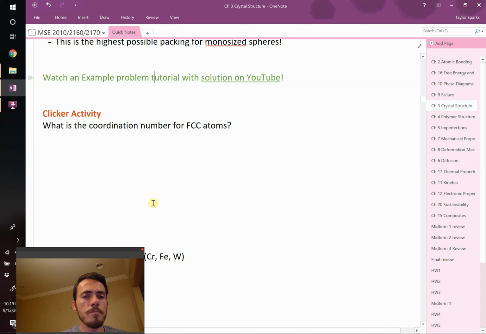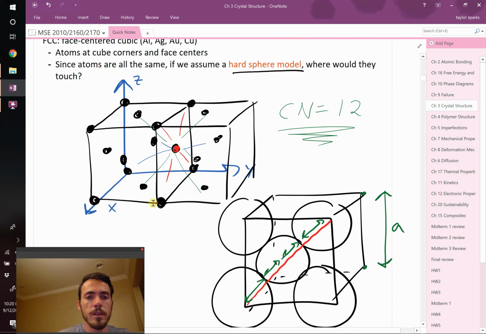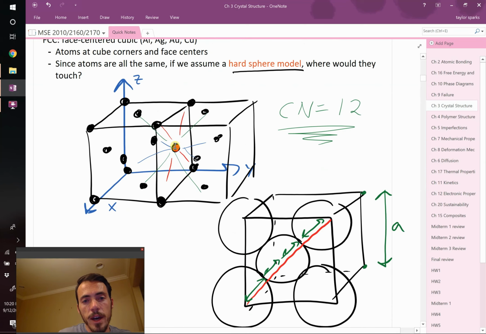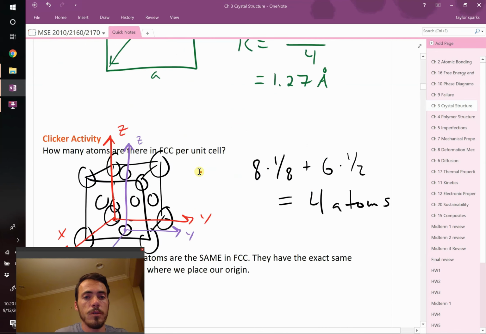So there are some examples on how to calculate packing fraction on YouTube here. All right, we already talked about coordination number. Remember, it's 12, and the reason is that each atom is half of a face diagonal away from 12 different atoms. So its coordination number is 12. We already did that one.